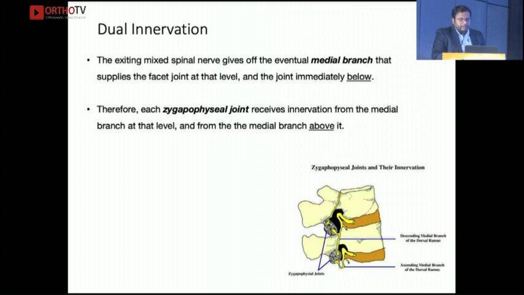So in this figure, we can see the facet joint receiving supply from the descending branch of the upper level's medial branch and the same level medial branch.